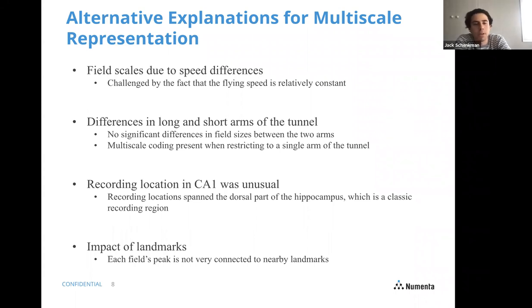Another possibility was the differences in the short and long arms of the tunnel, like the 150 meter section and the roughly 50 meter section. This also didn't seem to explain the results, because the behavior within just a single arm was pretty much the same as when the two arms were analyzed together. The recording section within CA1 was not a very unusual or unique place to record.